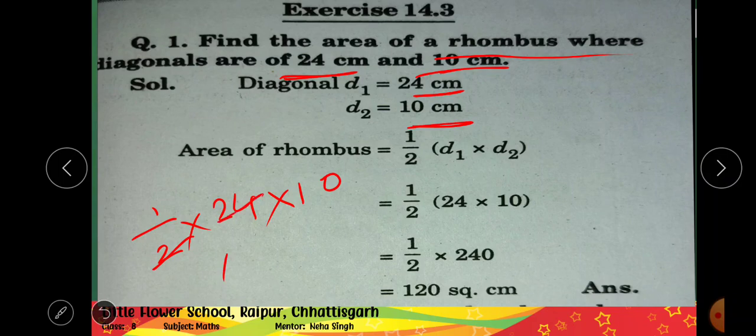We can cancel 2 and 24: 2 ones are 2, 2 twos are 4. So 12 into 10, what is our answer? 120 square centimeter. So the area of the given rhombus is 120 square centimeter.